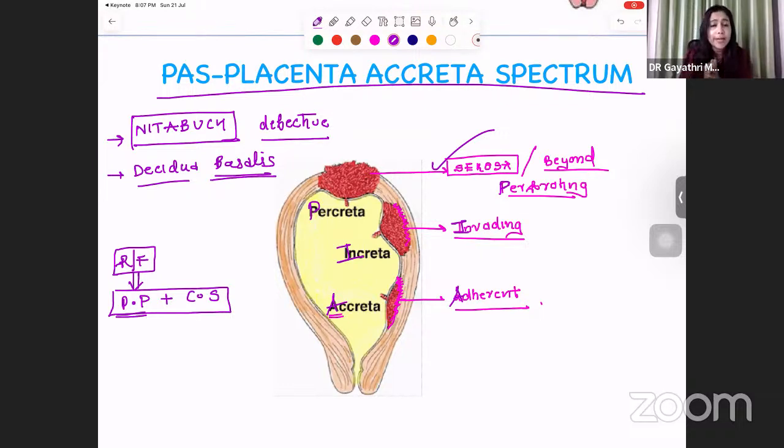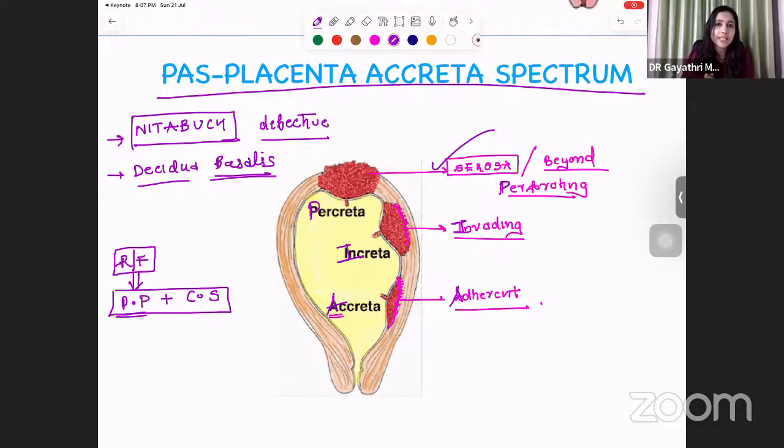There should be a good blood bank where blood and blood products can be availed at any time. So where will she deliver? In a center of excellence. And usually we plan the delivery between 34 to 36 weeks. How will you deliver the patient?